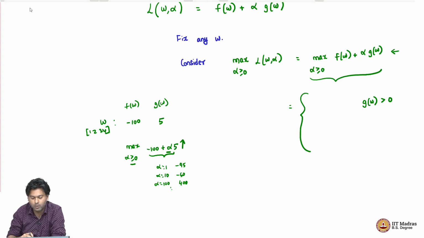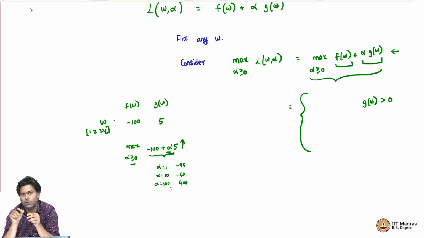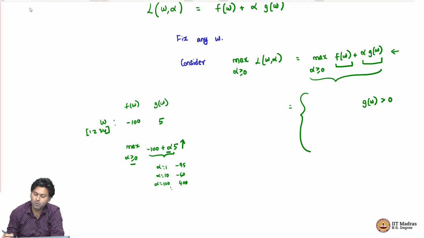So as I increase alpha, it looks like I can push this value as high as I want, right? And that is true because I have fixed the w. F of w is some fixed number. It can be as small as you want, but it's a fixed number. It's not going to change as I change alpha. On the other hand, this term is going to change as I change alpha, and because g of w is positive and I'm allowed to choose alphas greater than or equal to 0, I can make alpha arbitrarily large, and the whole thing goes to an arbitrarily large positive quantity. This means that I can push the whole quantity to infinity, which means if the w that I gave you had the property that g of w is greater than 0, then this function evaluates to infinity.